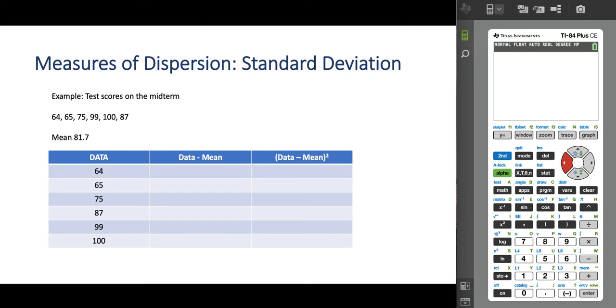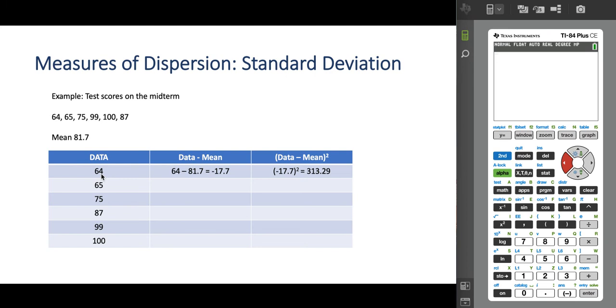The next thing we're going to need to do is make a chart. We're going to list the data, which I've already done. I put it in order, but you don't need to. Then we're going to find the difference between the data and the mean, and then we're going to square that difference. I did the first line for you.